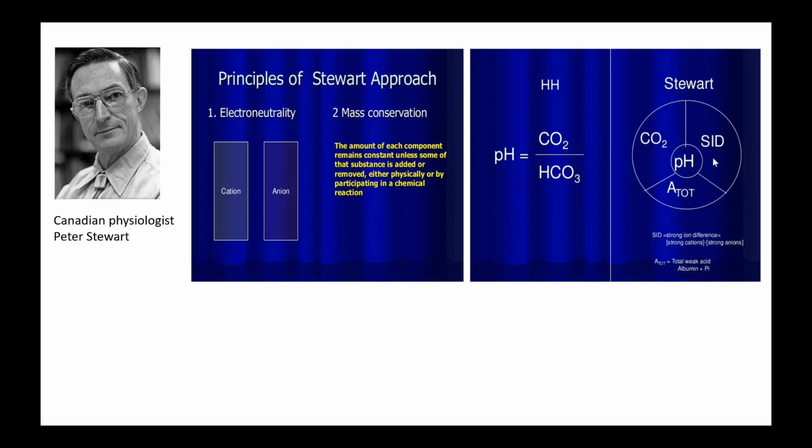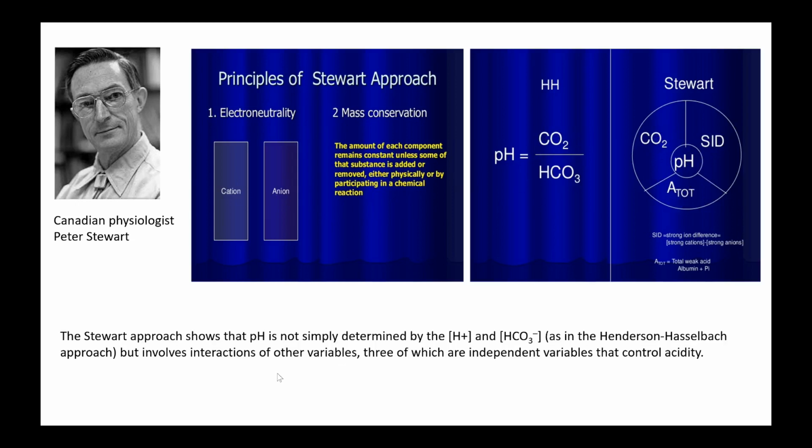And Stewart took these three parameters for maintenance of pH: carbon dioxide, strong ion difference, and total weak acid, that is albumin and phosphate. All three contribute to pH according to Stewart theory. But earlier Henderson-Hasselbalch gave importance only to carbon dioxide and bicarbonate.